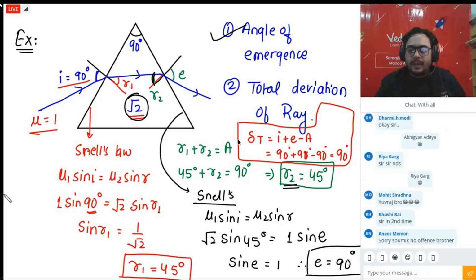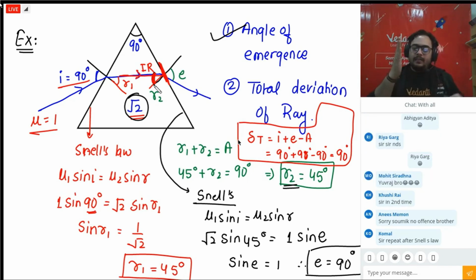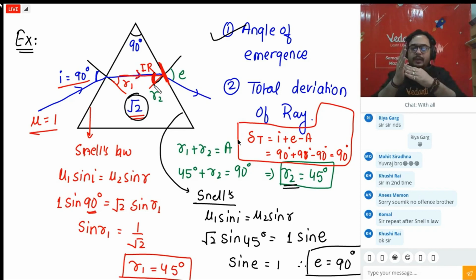Understand one thing. Sir, in second time. Yes, beta, now this is the incidence angle, na? Ray, when it is incident on this surface, light is coming like this, so this becomes the incident ray now. So angle of incidence is R2. Khushi, for second refraction, angle of incidence is R2. God has not named it I1. At any surface, when a ray falls, it is the angle of incidence.